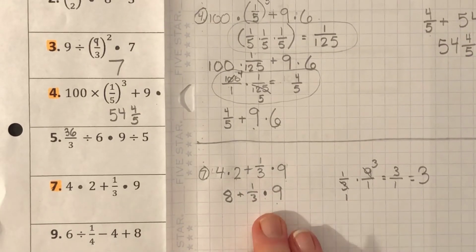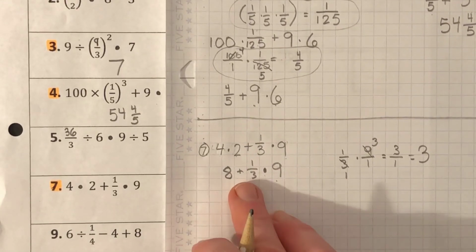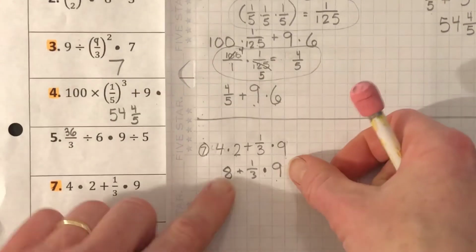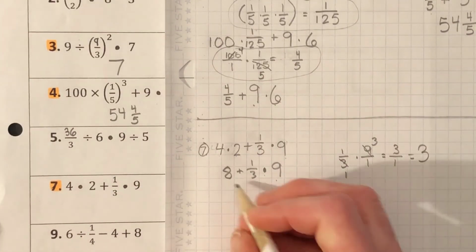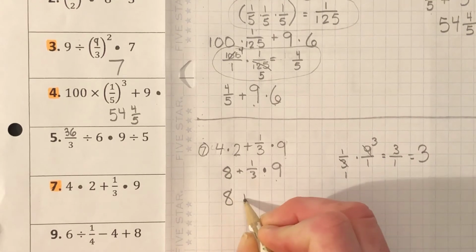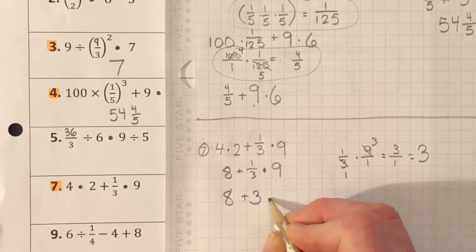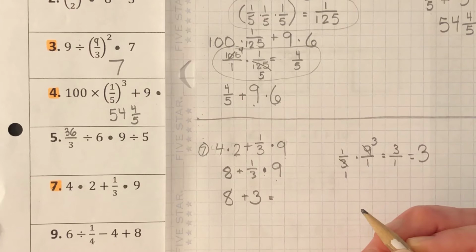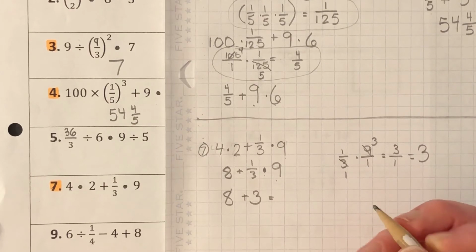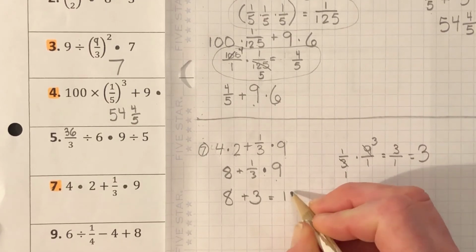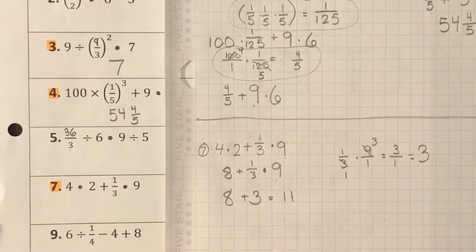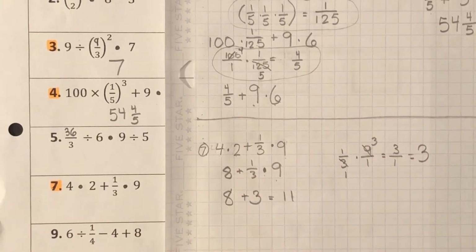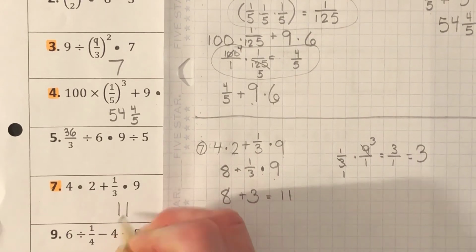Back to my work. 8 plus 1/3 times 9. This right here, the value of 1/3 times 9 is 3. So now I will write my next step, 8 plus 3, which equals 5. Kidding. 11. I make enough mistakes that was actually very believable. I better be careful on that.